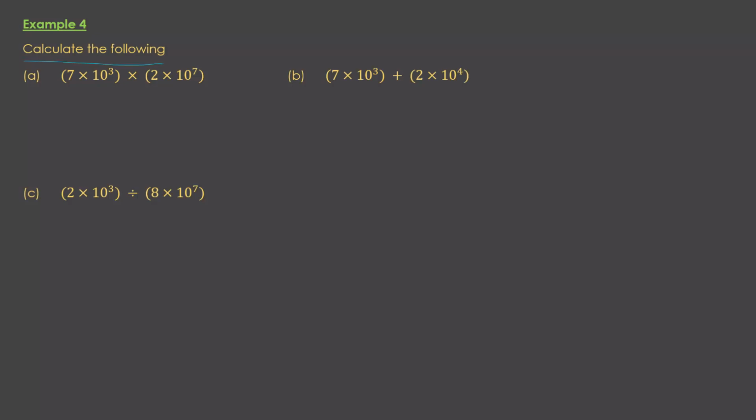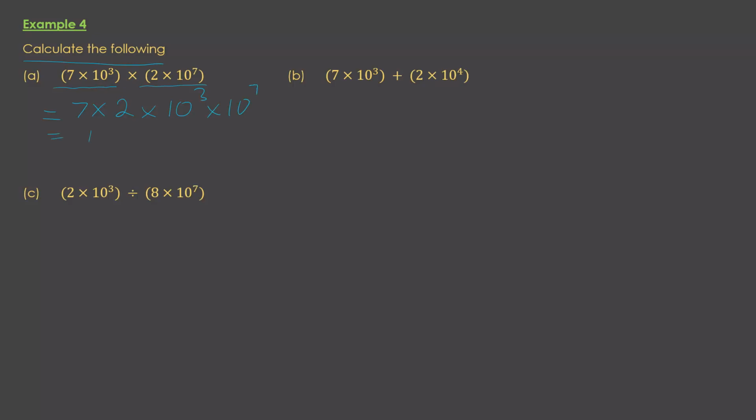We want to calculate the following. So we have 7 times 10 to the 3 multiplied by 2 times 10 to the 7. Everything's just being multiplied, so we don't need those brackets. They're just there to show the grouping of the numbers in scientific notation. So we can rewrite this as 7 times 2 times 10 to the 3 times 10 to the 7.